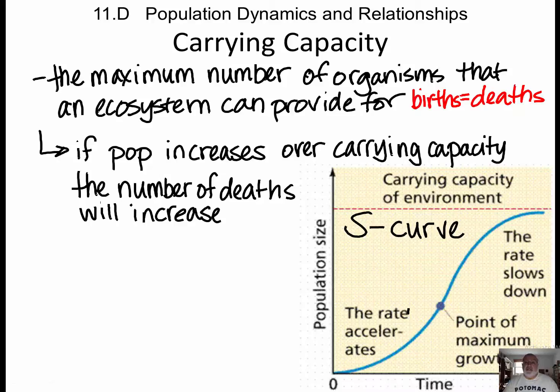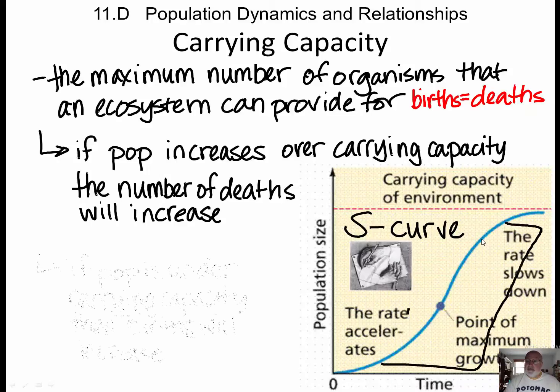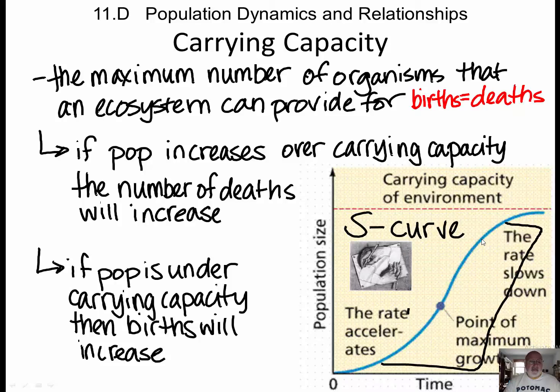If population increases over the carrying capacity, the number of deaths will increase. And if population is under carrying capacity, the births will increase. So we get increased birth over death here, and then we get increased death over birth, and then at this point we equal it out. This is the carrying capacity of a population. All populations have this. The question is when is the human population going to do this? And that's when the deaths increase over the births, and I'm not sure if we're going to like that.